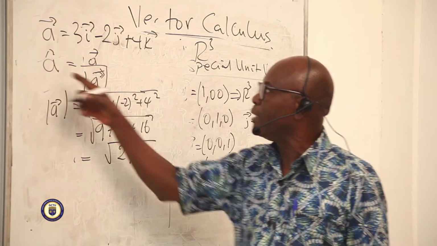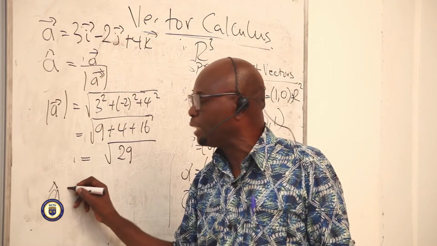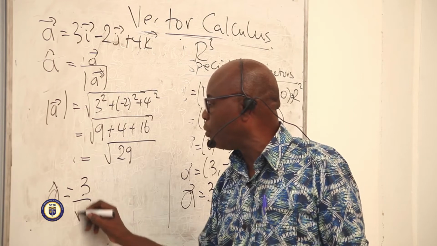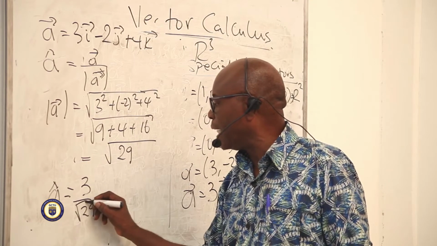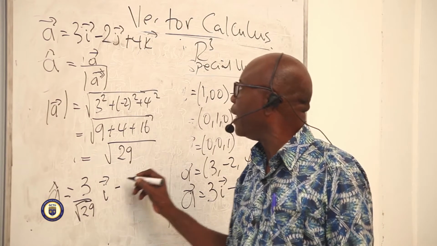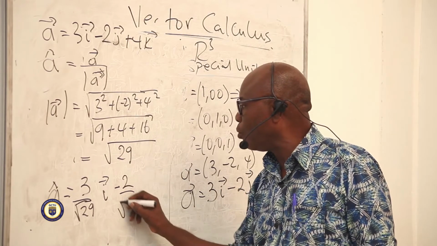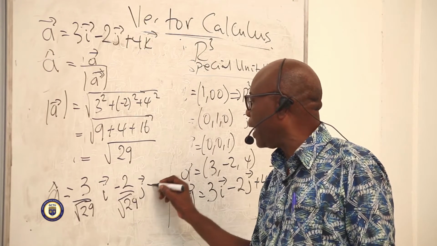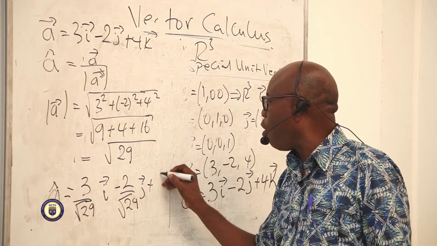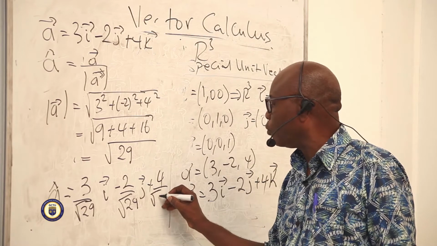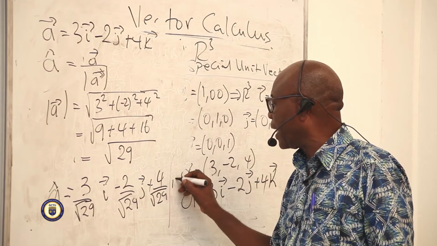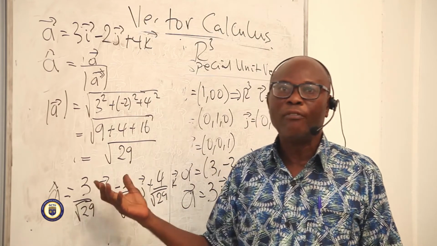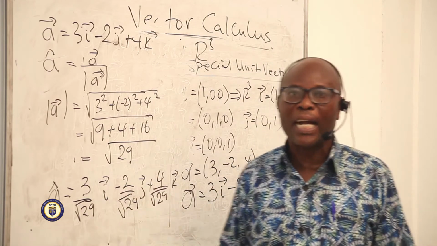So we can still define the unit vector using the special unit vectors as 3 divided by square root of 29 i, minus 2 over square root of 29 j, then plus 4 over root of 29 k. So that is how we can also represent unit vectors in terms of the special vectors.